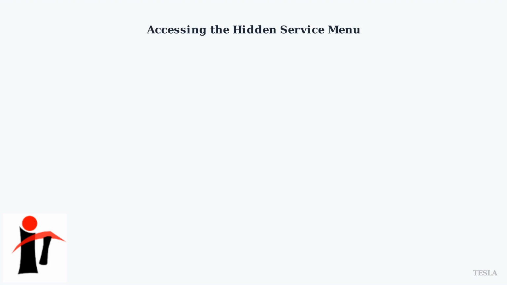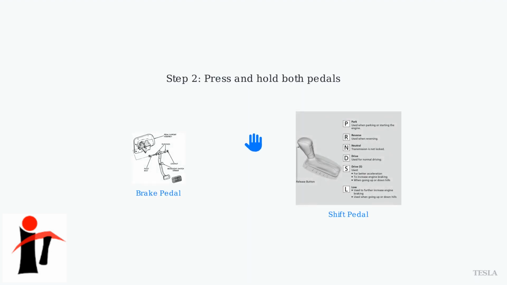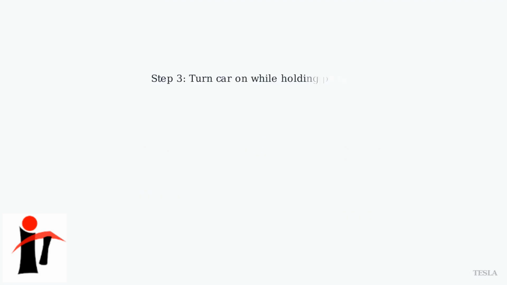For advanced troubleshooting, you can access the hidden service menu. Use with caution as incorrect adjustments can affect vehicle performance. First, power off the car completely. Then, press and hold both the brake pedal and the shift pedal. While holding both pedals, turn the car back on.